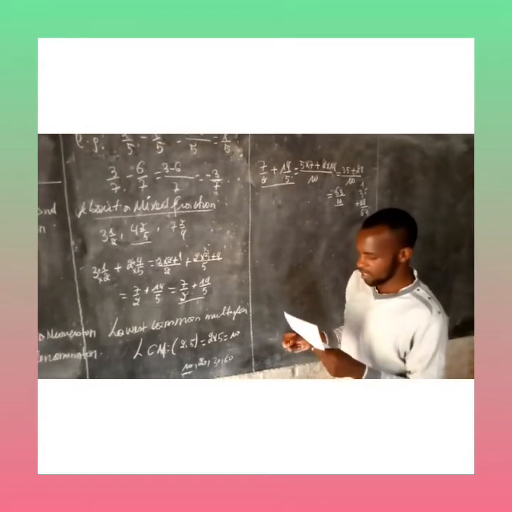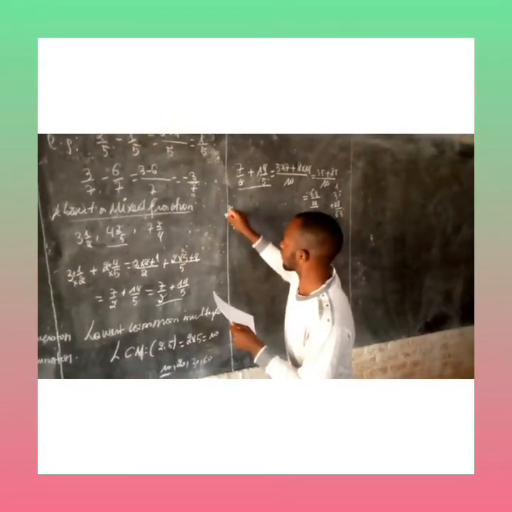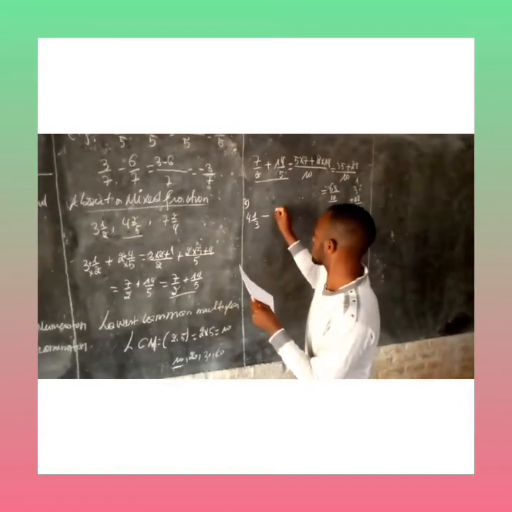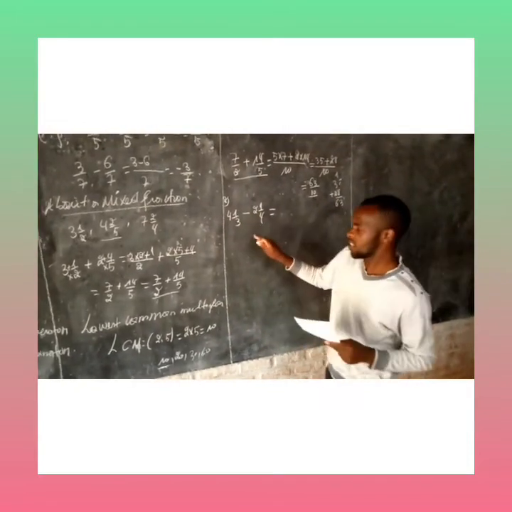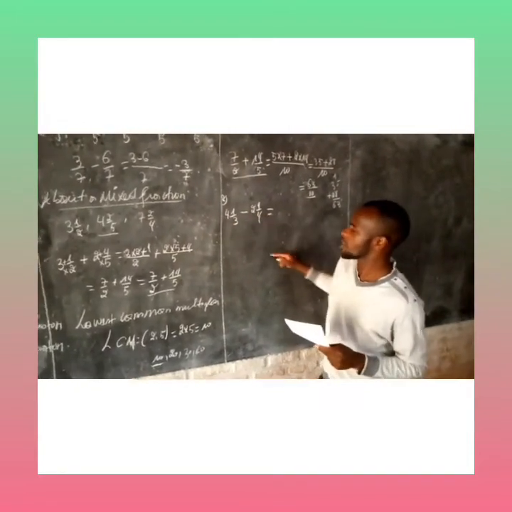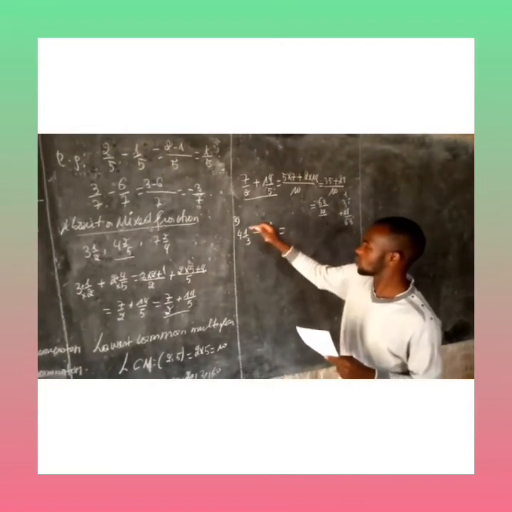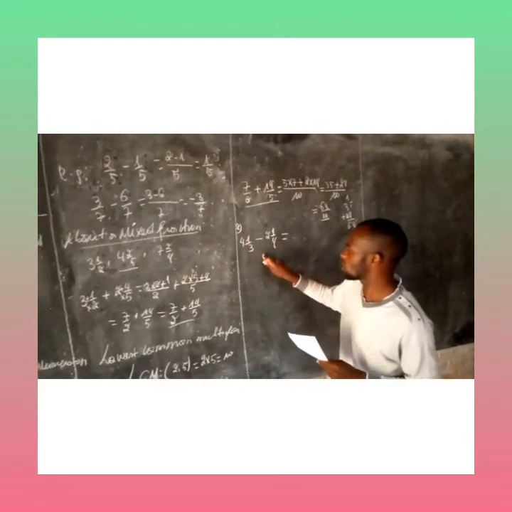So the next example, the second example, here we have 4 and 1 over 3 minus 2 and 1 over 4. So this one is a mixed fraction, yes? Means that to find the subtraction, you have to change this mixed fraction into a single fraction.